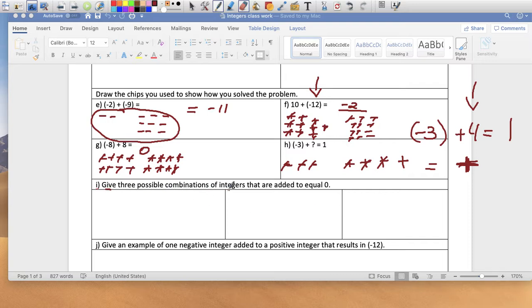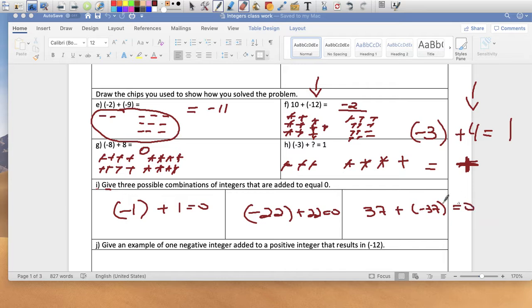Give 3 possible combinations of integers that are added to equal 0. Well, -1, and I like to put that in parentheses, plus 1, that equals 0. -22 plus 22 equals 0. I don't know, 37 plus -37, right? 0. So all those are equal to 0. Notice that they are all opposites, right?